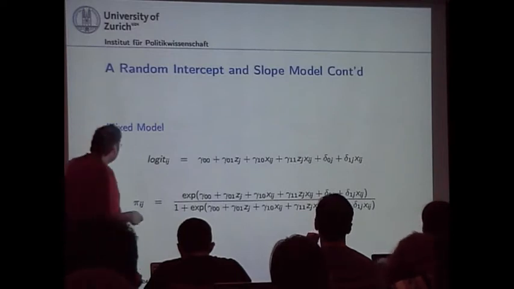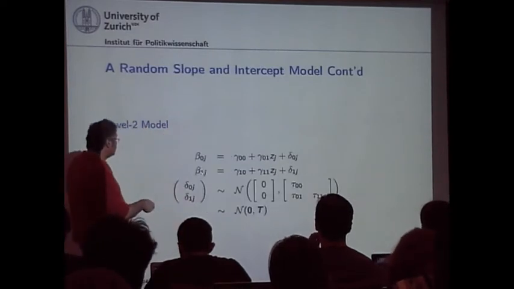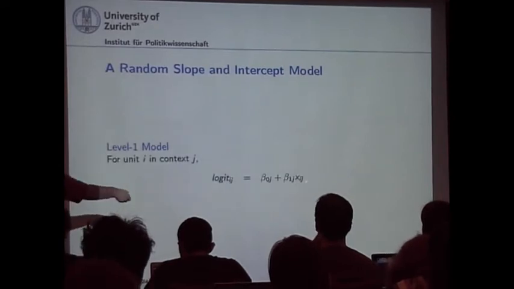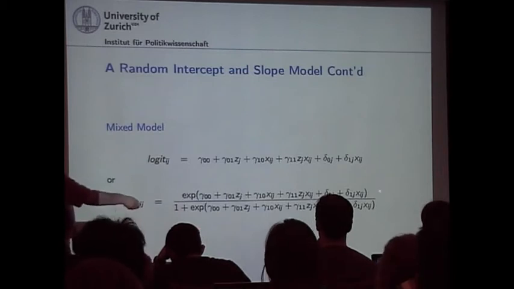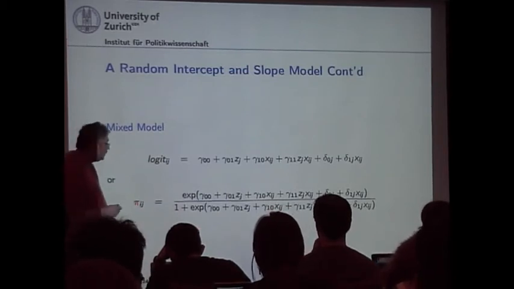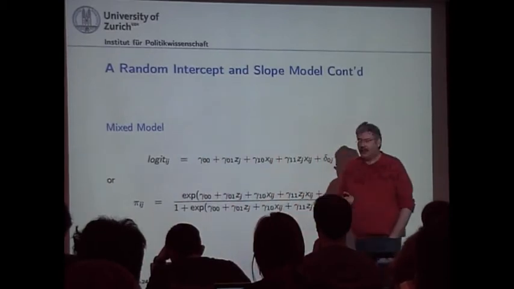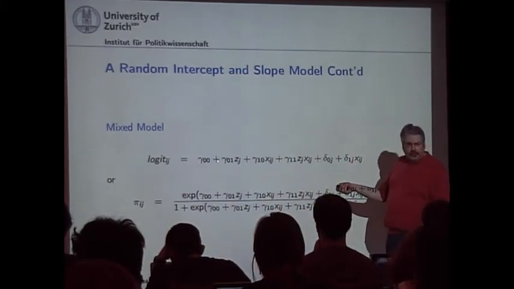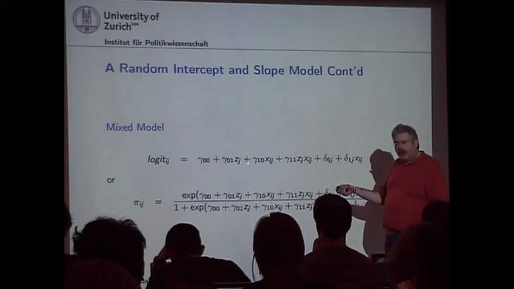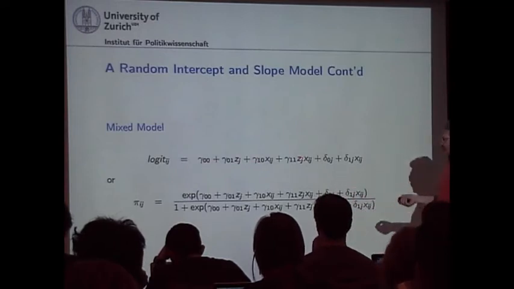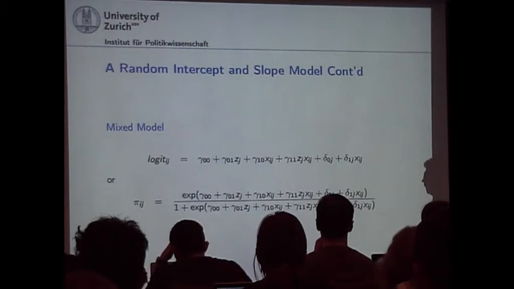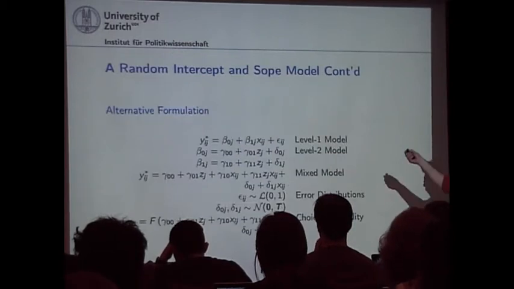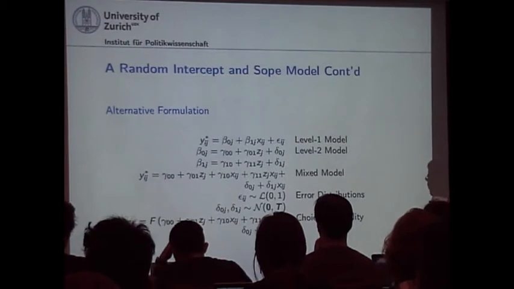And then the mixed model you get by substituting these two expressions in this expression for the logit, and that leads to this formulation for the logit, or alternatively this formulation for the predicted probability. So we see there familiar things: a constant, an effect of a level 2 covariate, an effect of a level 1 covariate, a cross-level interaction, random effects for the intercept and slope. And the alternative formulation in terms of the latent variables is here.